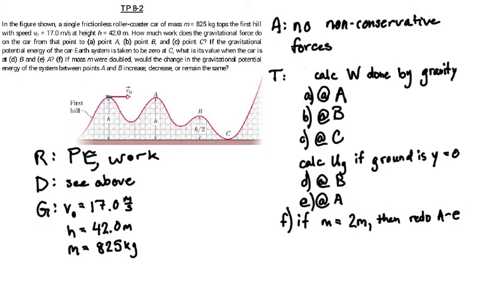Next we have our list of tasks. We have quite a few here, but the first 3 are to calculate the work done by the force due to gravity at points A, B, and C, which we have here, here, and here. Next, we're going to calculate the gravitational potential energy if the ground is set to be our reference height of 0 at points B and A. And then finally, part F, if our mass of 825 kilograms were to be 2 times that, then what would the results for A through E be with that change?